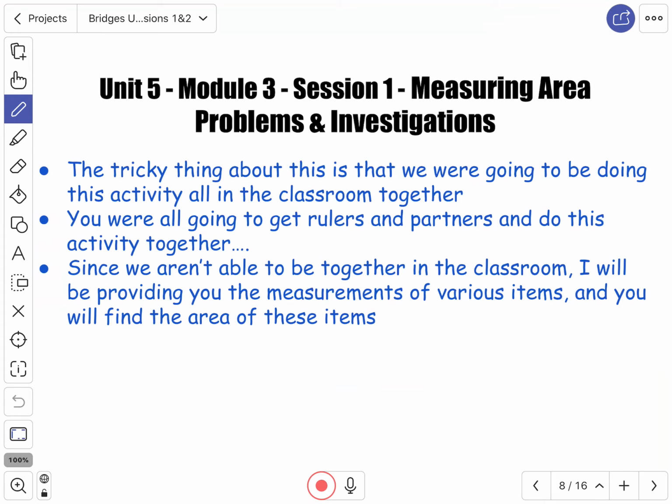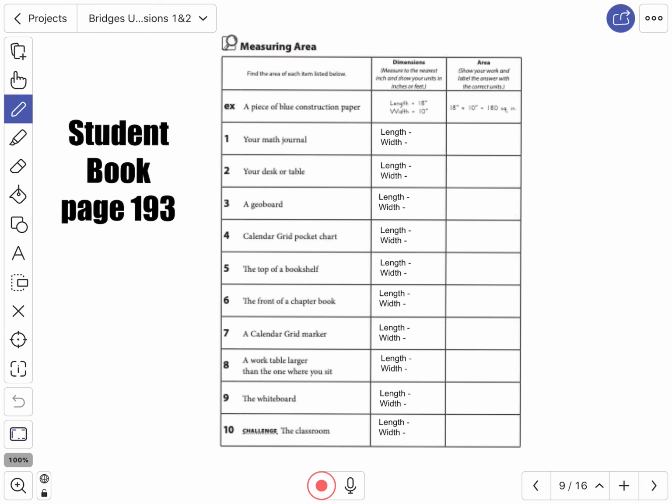All right, so the tricky thing about this is that you were going to be doing this activity all together with the class. We were going to get rulers and partners and do this activity together. But since we aren't able to be together in the classroom, I will be providing you the measurements of various items, and you're going to find the area of these particular things. Okay, so what you're going to need is a pencil, and you're going to need student book page 193.